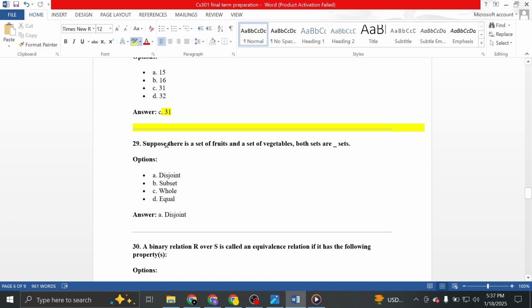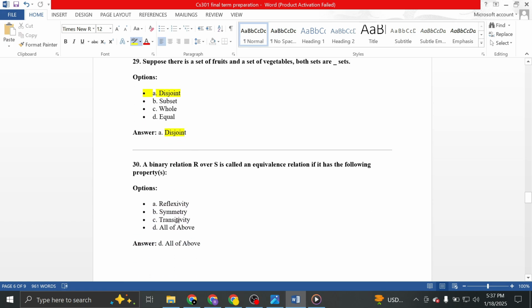Question 29. Suppose there is a set of fruits and a set of vegetables. Both sets are what? Options: A. Disjoint, B. Subset, C. Whole, D. Equal. Answer: A. Disjoint.